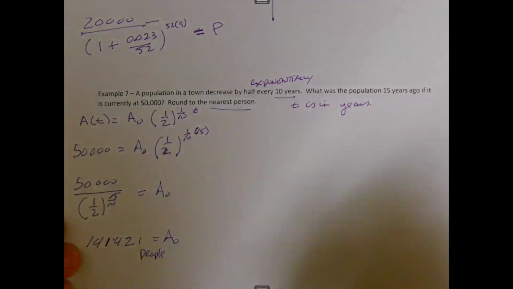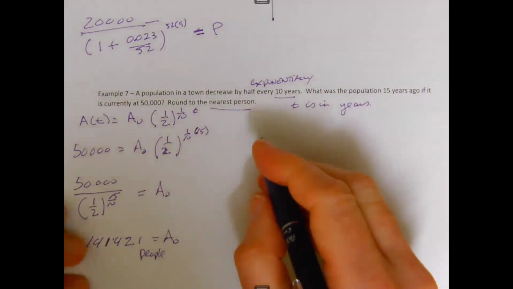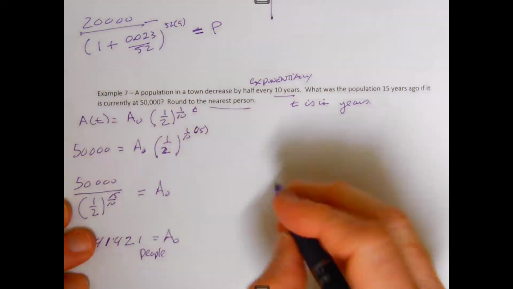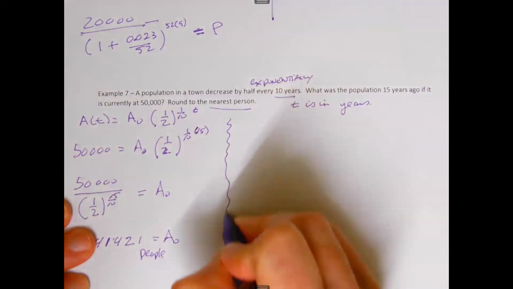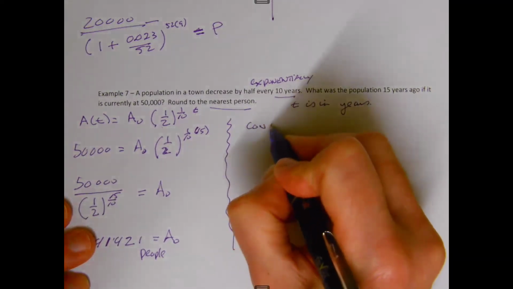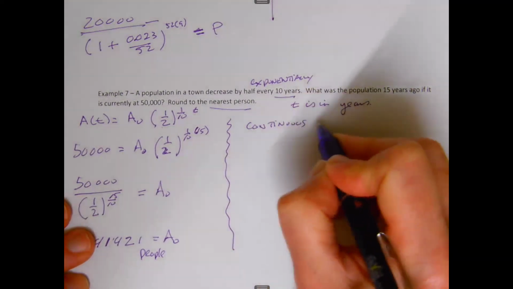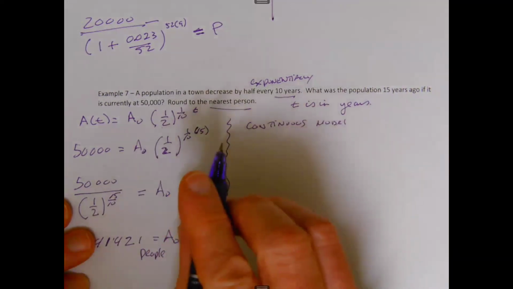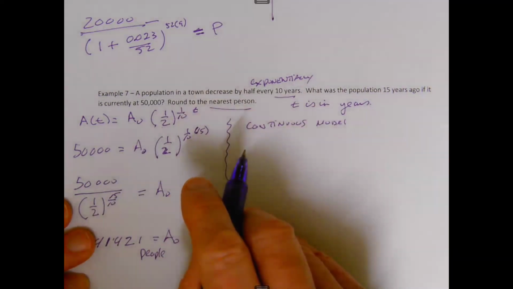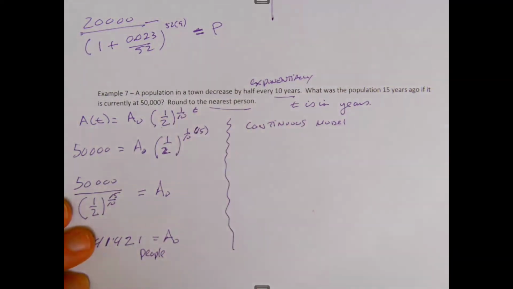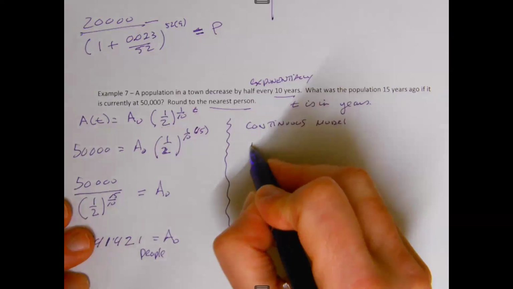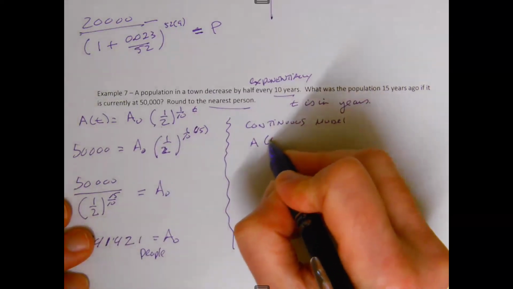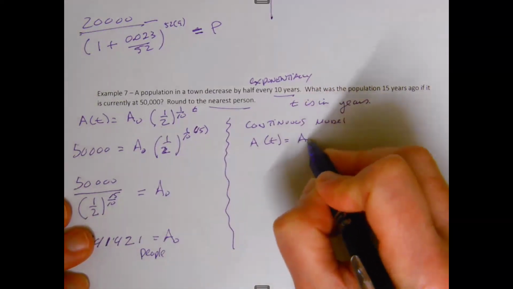Great. Now let me do it one more time. But this time I'm going to use a different model, just for fun. So I'm going to use a continuous model. All right, so what do I know if I'm going to use a continuous model? Well, let's see. I'm going to first write the model down, so we have that in front of us so you can see what this is.